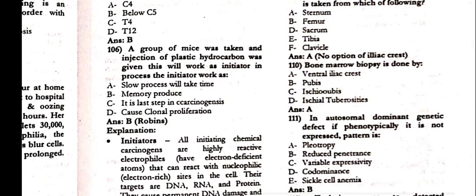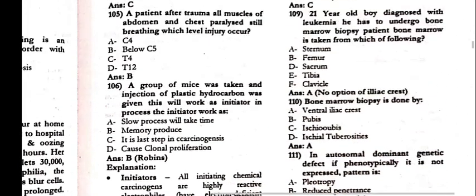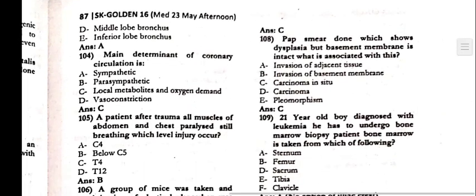is below C5. 106, a group of mice was taken, injection of a polycyclic hydrocarbon was given. This will work as an initiator in the process. The initiator works as option B, the memory produced. 107, the mechanism of cancer formation would be option C, initiator followed by promoter.